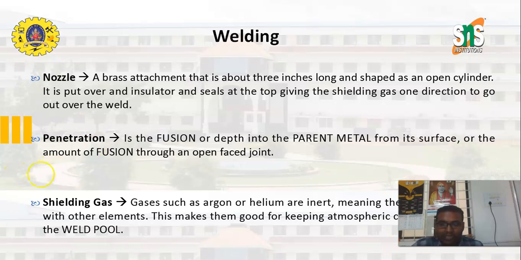Next one is penetration. It is the fusion or depth into the parent metal from its surface, or the amount of fusion through an open faced joint. Next term is a shielding gas. Gases such as argon or helium are inert, meaning they will not combine with other elements. This makes them good for keeping atmospheric contaminants out of the weld pool. For shielding gas, mainly inert gases such as helium, neon, argon or krypton can be used.